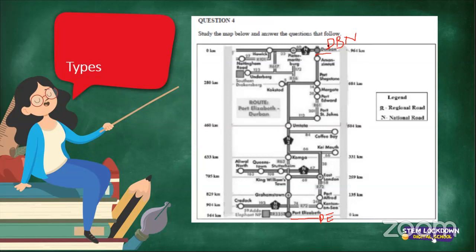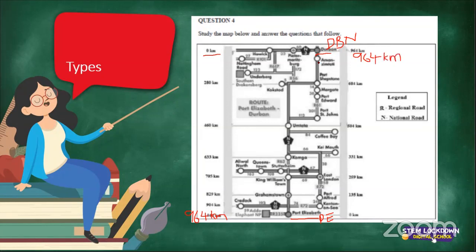Okay, now notice distances. If I'm traveling from Durban, I'm moving from 0 kilometers, and when I reach PE, I would have traveled about 964 kilometers. This is 964 kilometers. And now if I'm traveling from PE, I'm moving from 0, and then I'm moving to Durban, again, it's 964 kilometers. Okay, just a basic example.